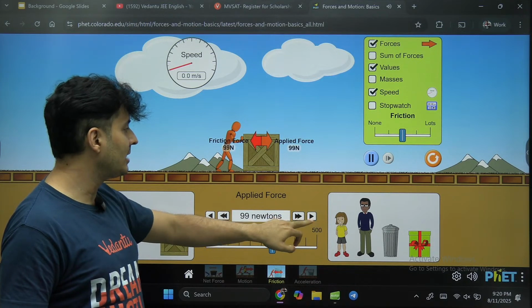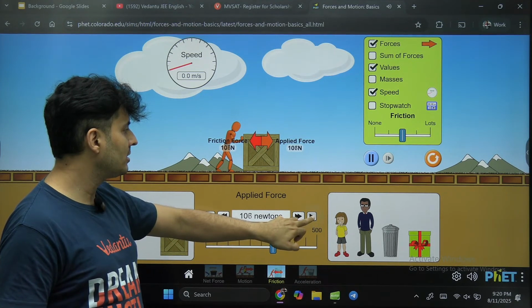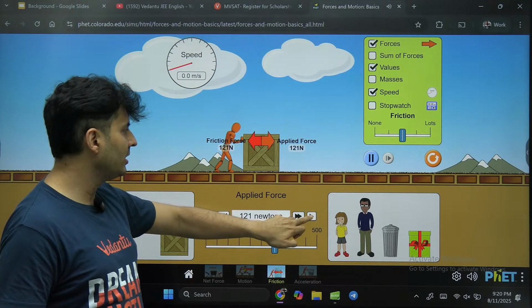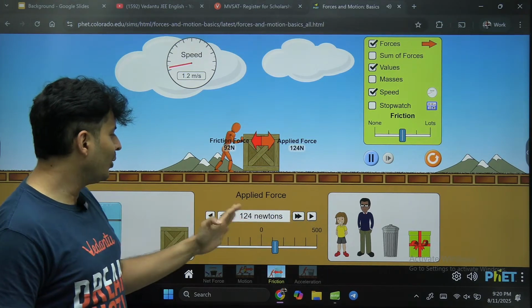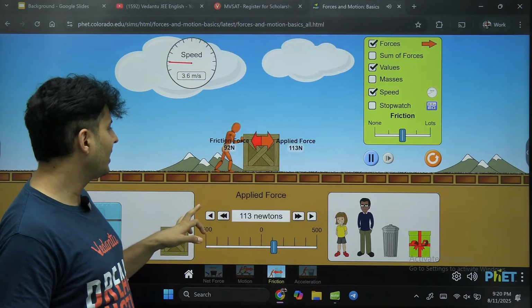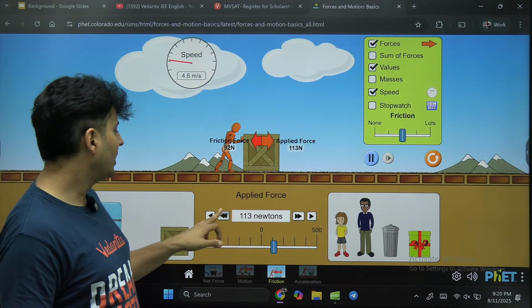96 Newton also nothing is happening. Whoa, crazy, sir. This is amazing. 110 also nothing is happening. 115 also nothing is happening. Oh, it started moving around 124 Newton. Oh, let me remove it again. Let me remove it again and see what happens exactly. Okay, second.